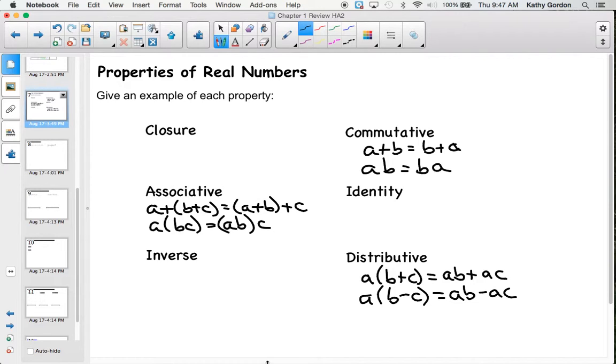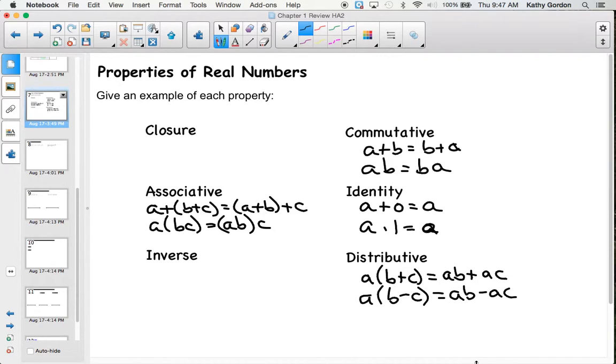Okay? Identity. A is equal to A. Close. Anything times 1 equals itself, right? There we go. How about for addition? What's the identity property for addition? Plus 0. Anything plus 0 equals itself. So the identity is what we can do to get the same thing back. So with addition, it's adding 0. With multiplication, it's multiplying by 1.